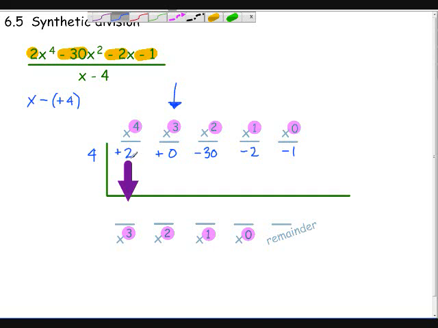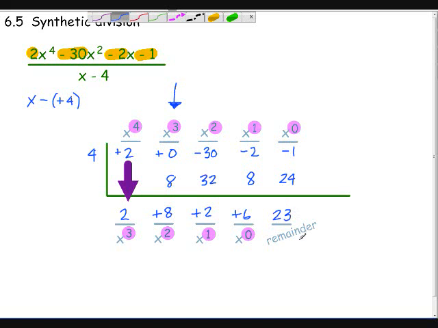I start by pulling down my leading coefficient. Now I'm ready to do my calculations. 4 times 2. Add. 4 times 8. Add. 4 times 2. Add. 4 times 6. Add.